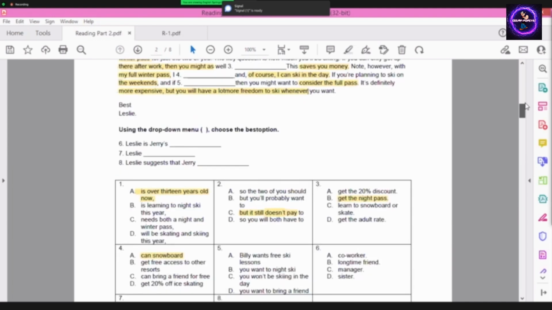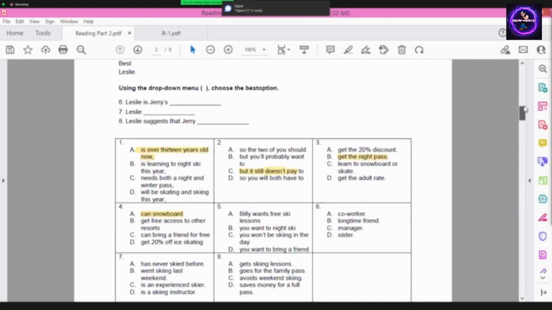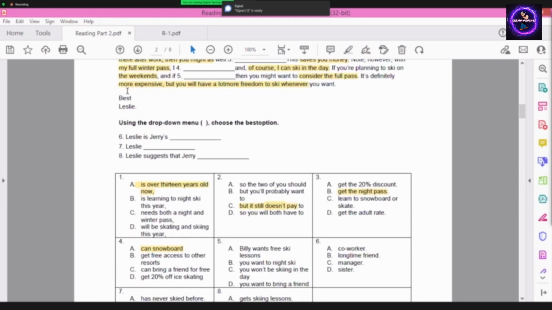Lot of back and forth though. Read the sentence. He's saying, if you're planning to ski on the weekends and if dash, then you might want to consider the full pass, which is the winter pass. There's nothing regarding lessons, so you can eliminate that. You won't be skiing in the day. You want to bring a friend. We can eliminate bring a friend as well.